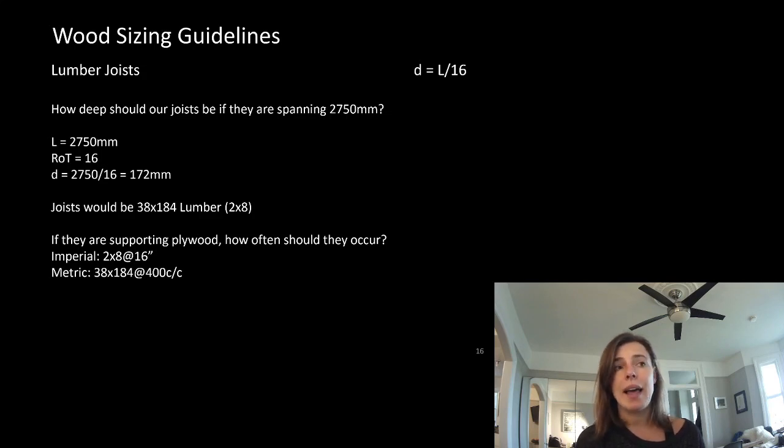So if this is a regular conventional system, we would have 2x8s at 16 inches on center, or 38 by 184 at 400 center to center. And this would be a pretty common note to see on a set of drawings: 2x8 at 16 inches on center, or 38 by 184. 2x8 joists are probably the most common. Again, it would depend on your span, but that's a pretty common span length to have.